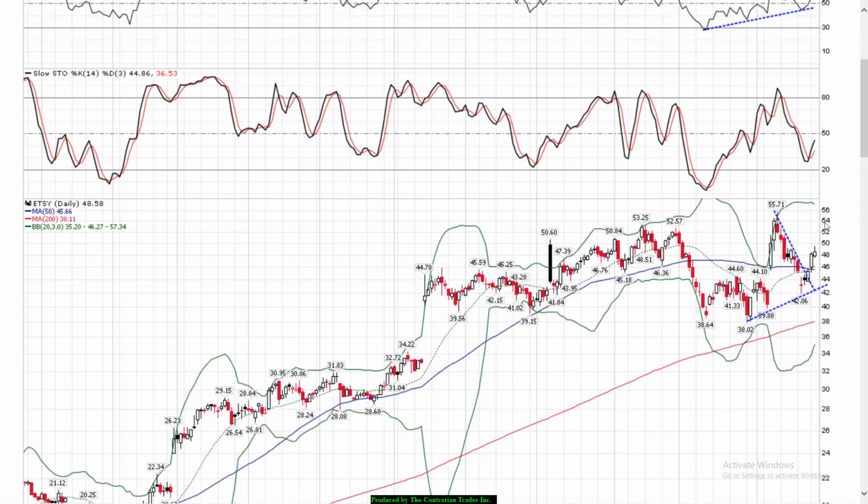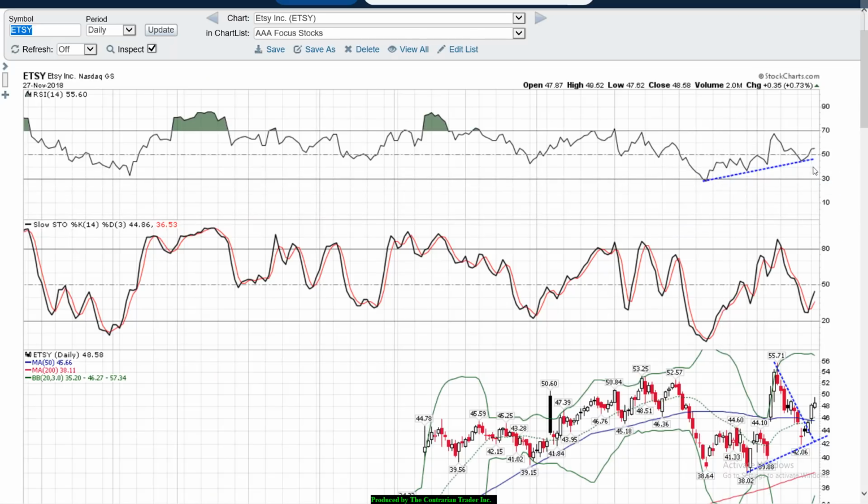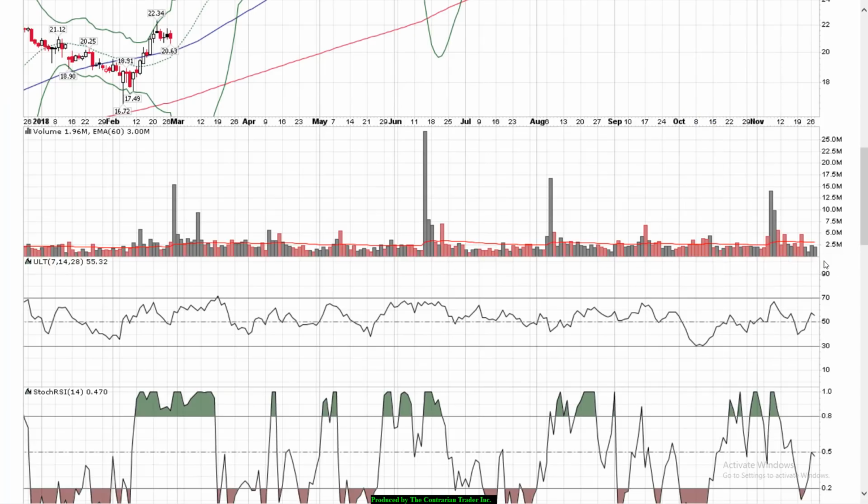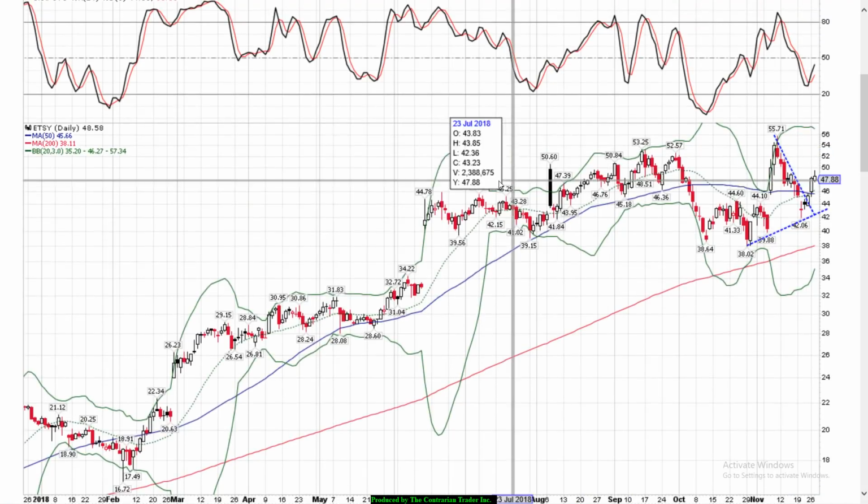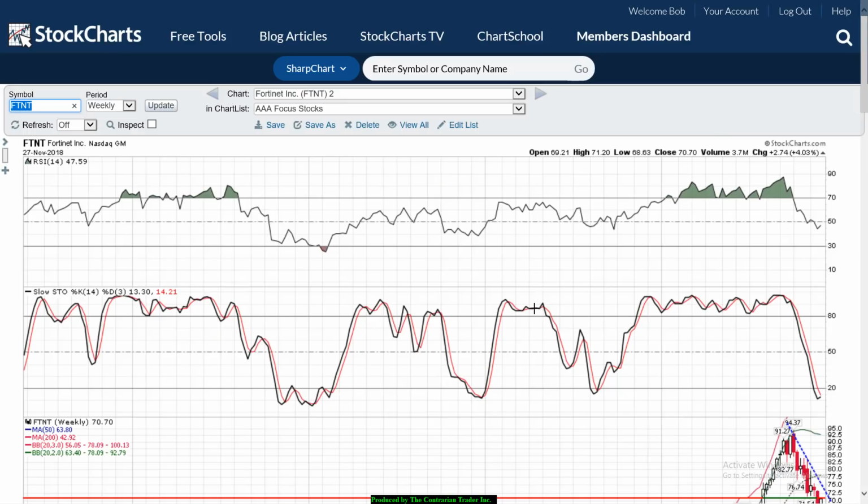I don't think it's going to be a straight shot higher absent some news on Etsy. RSI, higher lows, good stuff. Volume is a bit light. We're going to need to see volume pick up to get through this overhead supply.